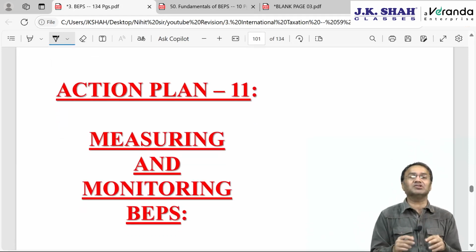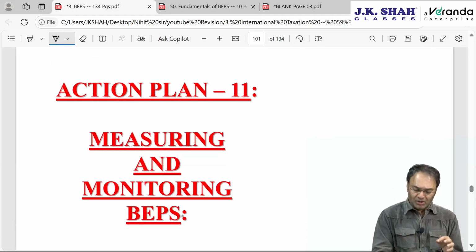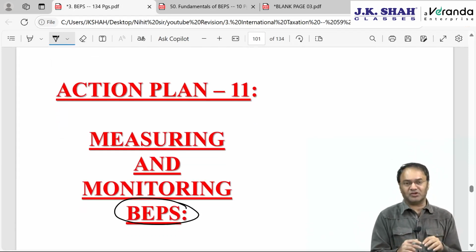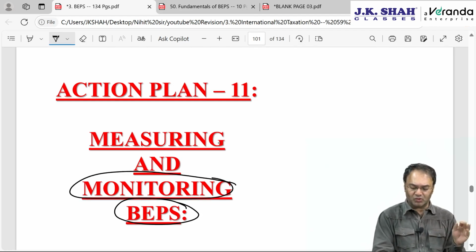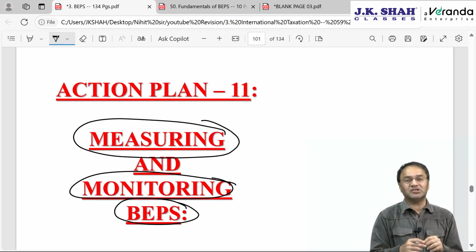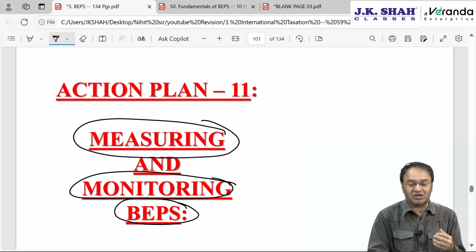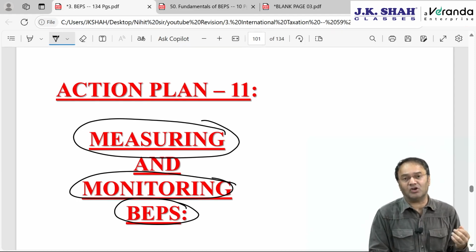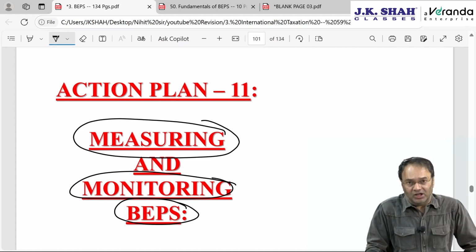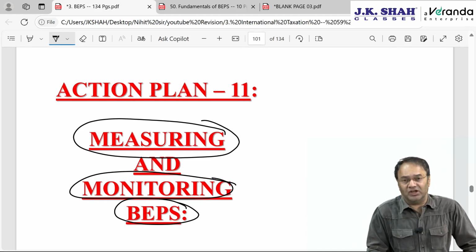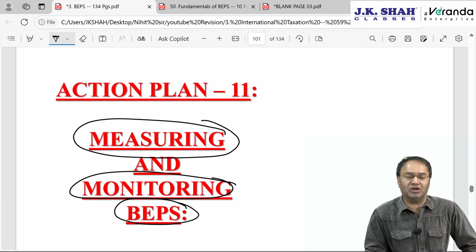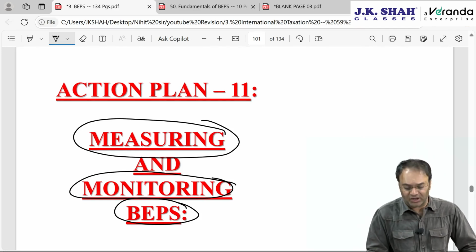Action plan 11, measuring and monitoring of BEPS, base erosion and profit shifting. Monitoring is okay, but measuring basically means measurement, in the sense of how much is the impact on government revenue loss because of BEPS. So it says that this BEPS is happening, it is frequently happening, it is increasing also, but it is not possible to measure the exact impact because of certain data limitations.